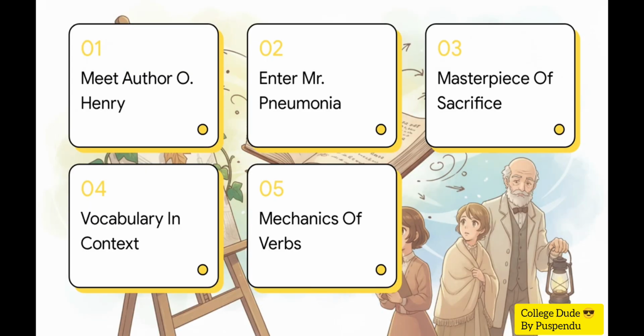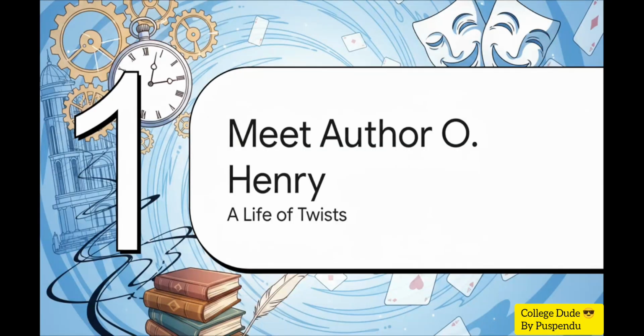To figure out how to build a masterpiece like this, here's our roadmap. 1. Meet author O. Henry. 2. Enter Mr. Pneumonia. 3. A masterpiece of sacrifice. 4. Vocabulary and context. And 5. The mechanics of verbs. Let's kick things off with Section 1, Meet Author O. Henry, A Life of Twists.